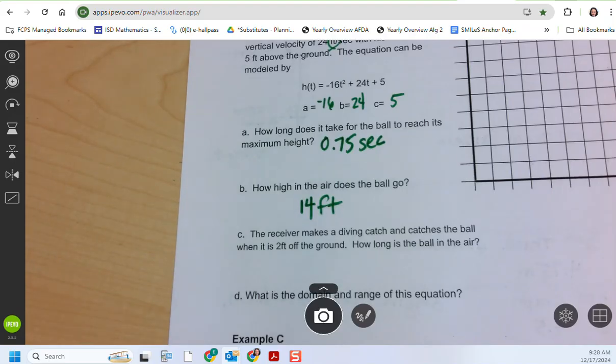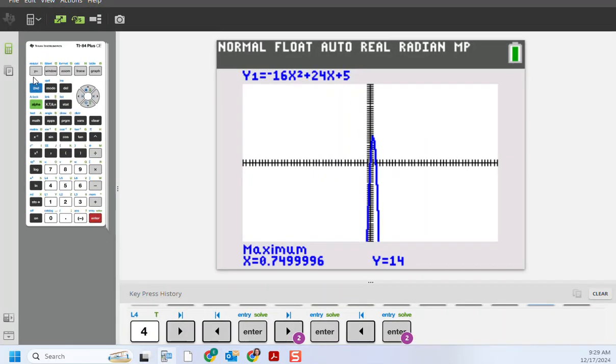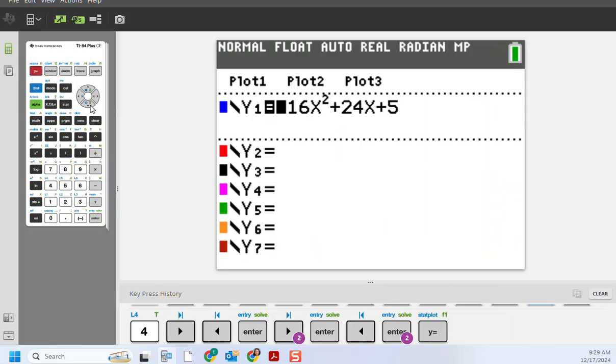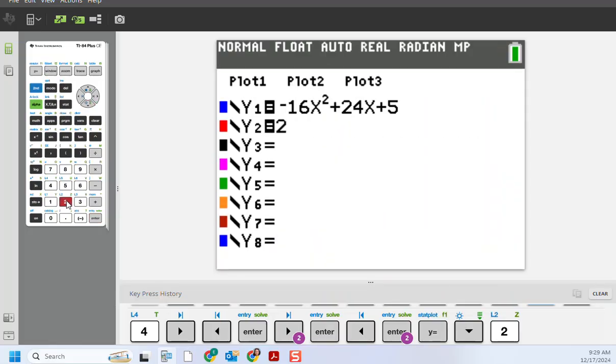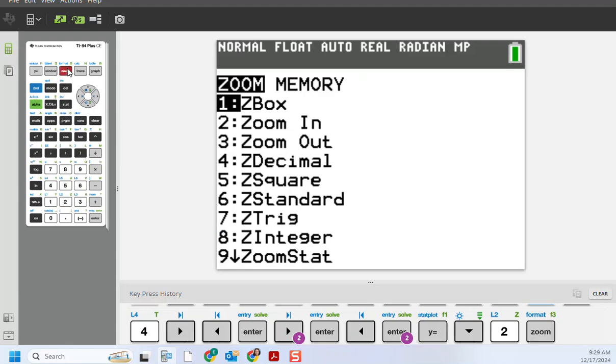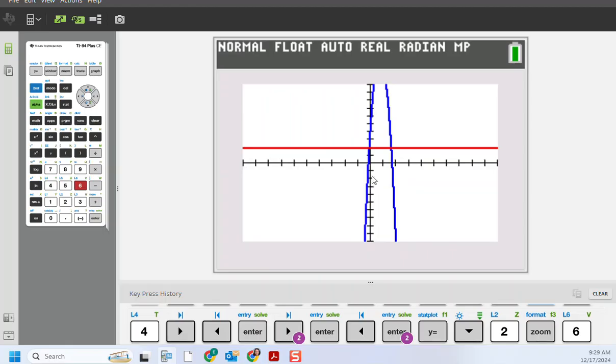The next one's a little bit different, because the next one asks you not about a maximum or a 0, but about a time when it's 2 feet off the ground. So what we're going to do is we're going to put y equals 2 feet into the second y, into y2 on your calculator. So on your calculator, go to y equals, and in y2, you're going to put y equals 2. I want to go back to my standard window, so I'm going to do zoom standard, so I can see a little bit more clearly.